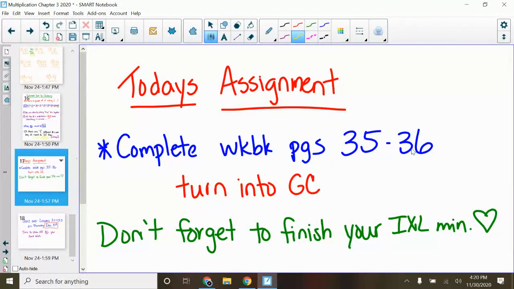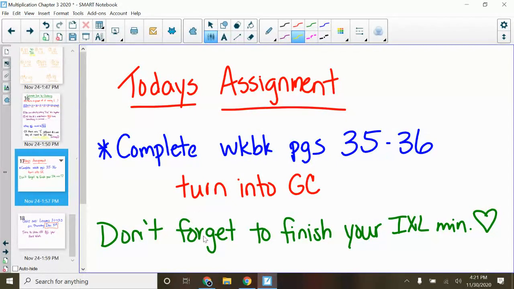Okay, so I want you to complete workbook pages 35 and 36. And again, don't forget that when you're finished, you have to take a picture of it and load it into the Google Classroom so that I can see your answers. If I can't see your answers, I won't know or believe that you actually completed the assignment.